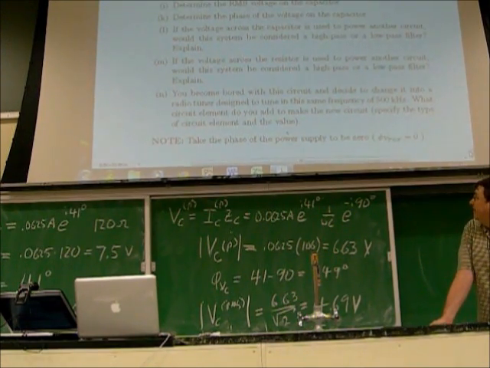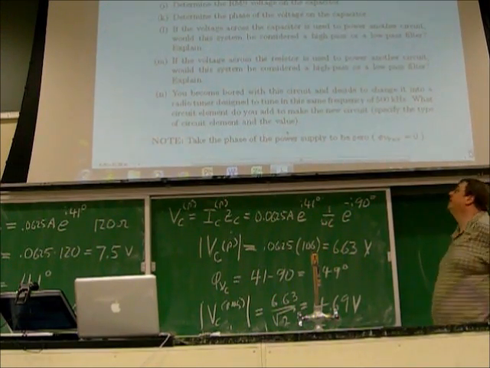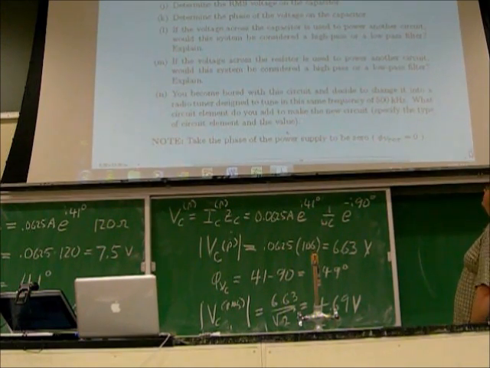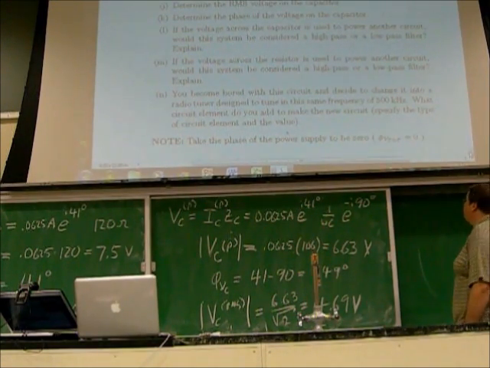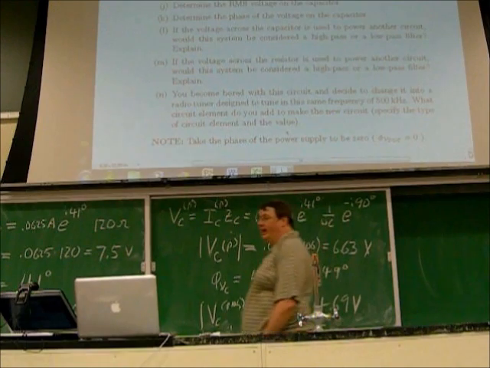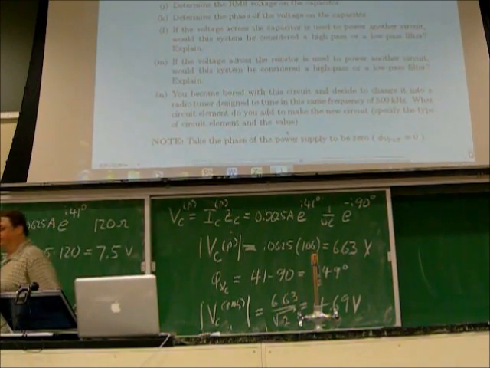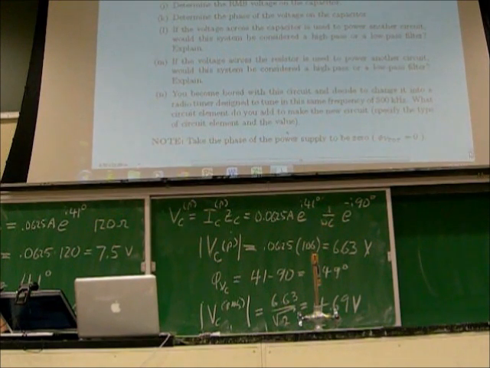Now, we have more questions. The next question is, if the voltage across the capacitor is used to power another circuit, would this system be considered a high-pass or a low-pass circuit? Now, how do we figure that out? What aspect of a capacitor and or a resistor do we use?